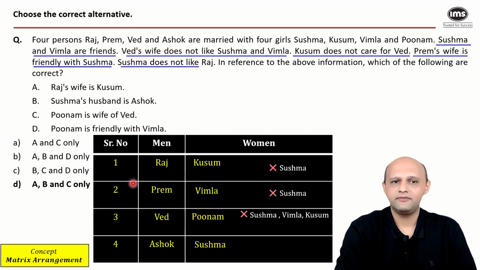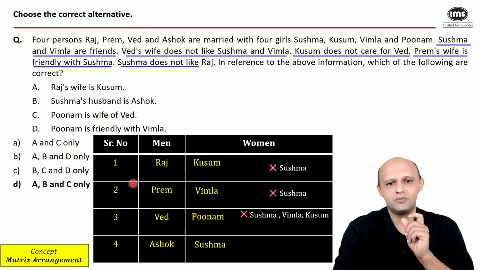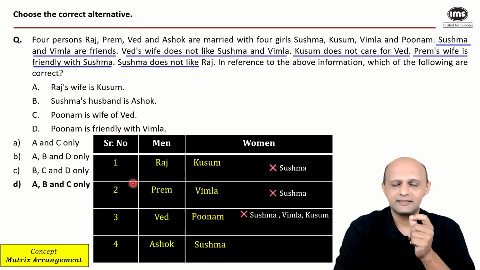We also know that Ved's wife does not like Sushma, but Sushma and Vimla are friends. It was also given that Prem's wife is friendly with Sushma. So who would be Prem's wife here? It would be Vimla. And finally, what would the last place be filled by? It would be filled by Kusum. Now, can we read and interpret the statements? Yes, but that was the small assumption that one had to make before you go ahead and solve this case. Raj's wife is Kusum.